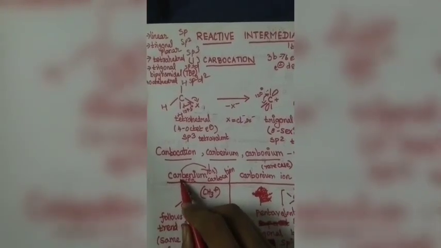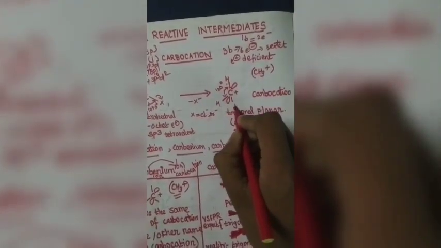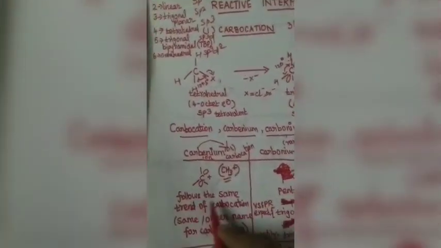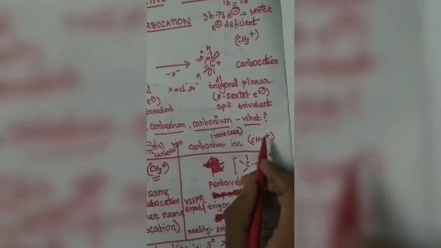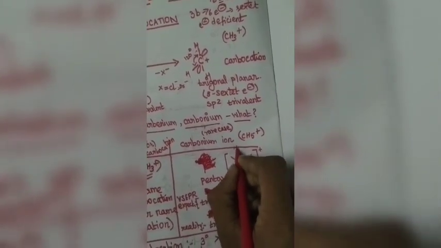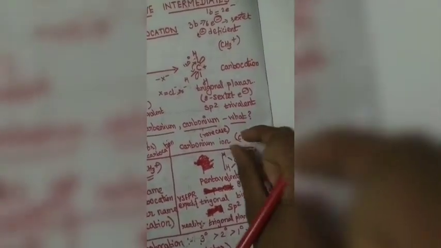So we are classifying carbenium under carbocation and giving the same structure, CH3 plus. So it follows the same trend as carbocation. Another name for carbocation is carbenium ion. And what is the carbonium ion? It is CH5 plus. Here, these 2 hydrogens are unstable hydrogens. This is known as a transition state. These hydrogens will exchange with each other and will dissociate quickly. This is just an imaginary state.